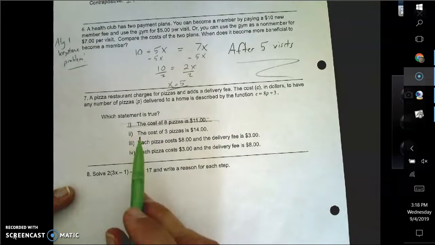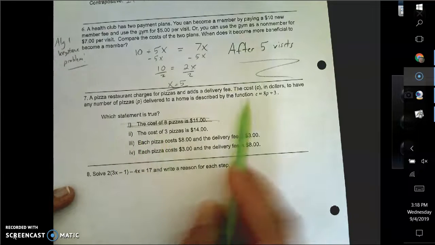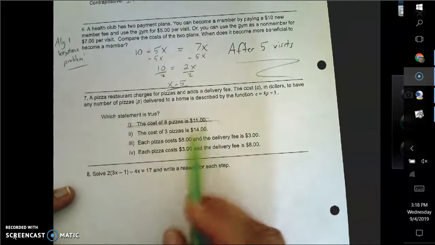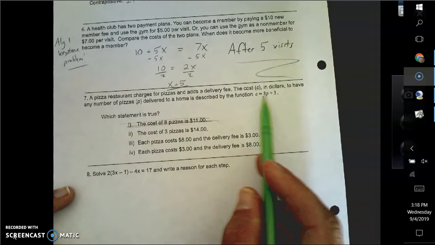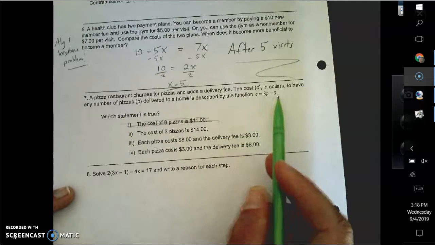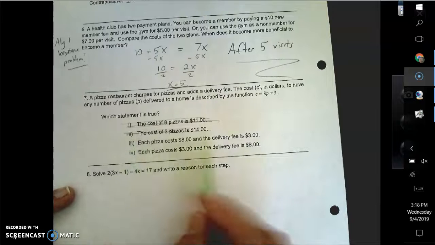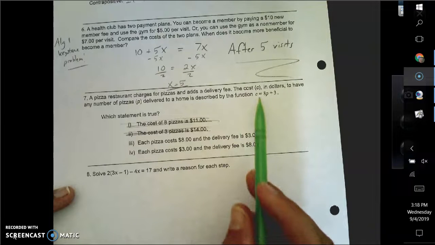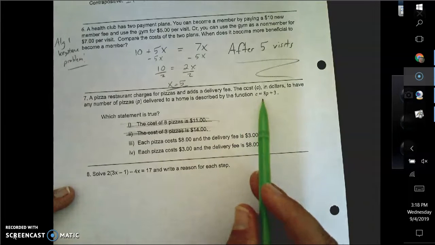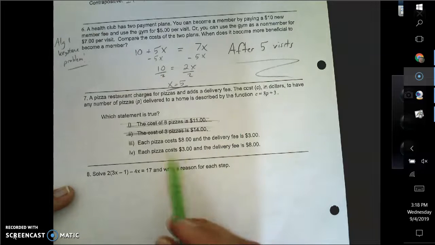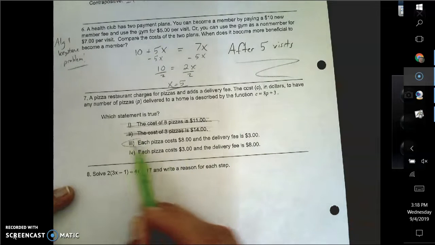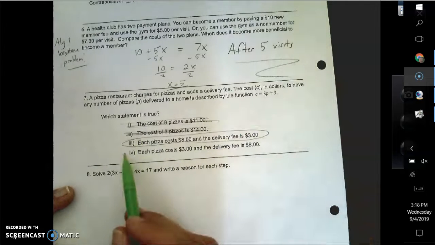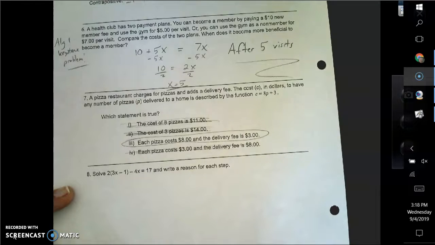The cost of 3 pizzas is $14. Well, P stands for number of pizzas. If I would put 3 up here, 8 times 3 is 24, plus 3 is 27. Does not make sense. Okay? Each pizza costs $8 and the delivery fee is 3. Each pizza costs $3 and the delivery fee is 8. You see how it says 8P, 8 times P? So the P is next to the 8, therefore the pizza costs $8. And the delivery fee is 3. Okay? Very nice.